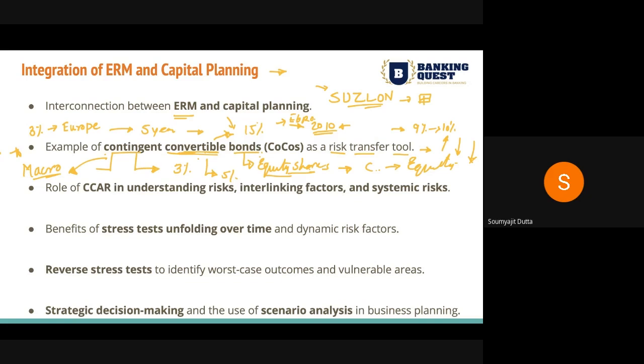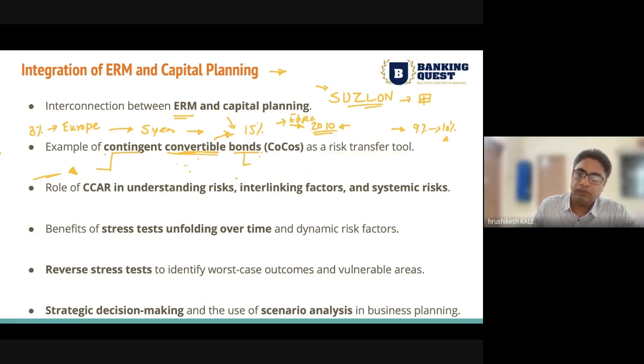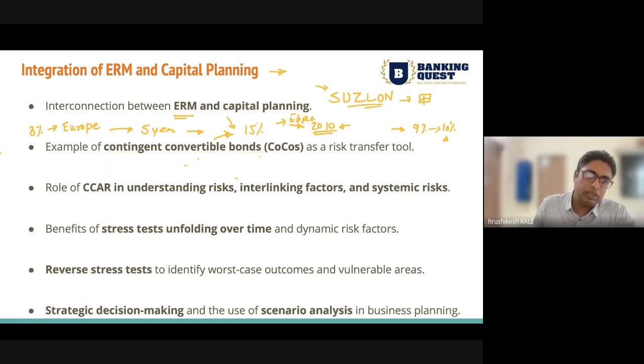Sir, please repeat this part, the contingent convertible bond. Yeah. Okay. So do you know what a bond is? First, let's start from there. Bond, like a government bond? Okay, perfect. So it's good.